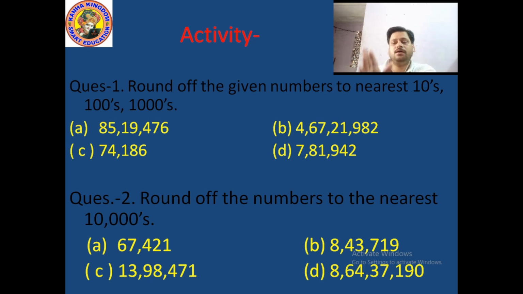And after that, whatever the place values are there, nothing is changeable. You just write down the same digits in that place value. But if the ones place value is 5 or more than 5, then you convert the ones place value into 0, but you add one number in the tens place value. Whatever the digit in the tens place value, you just add one more number in the tens place.